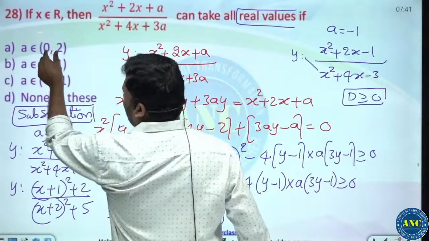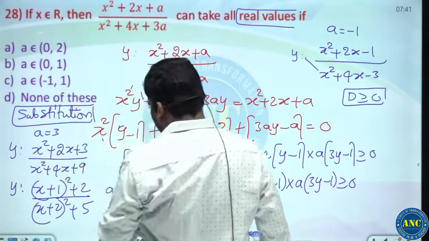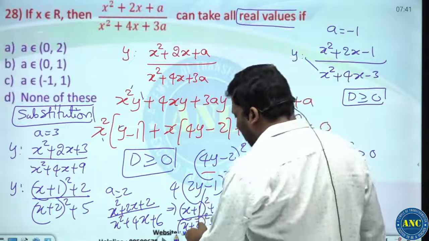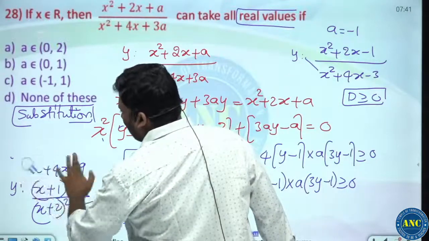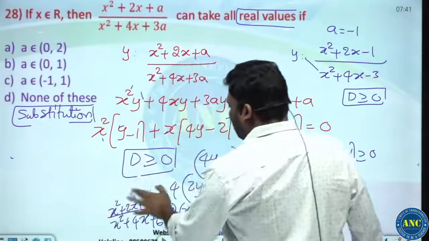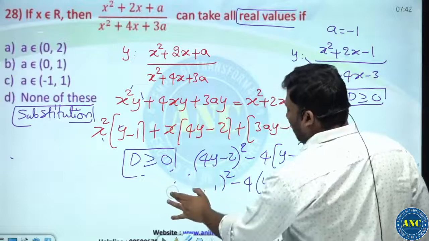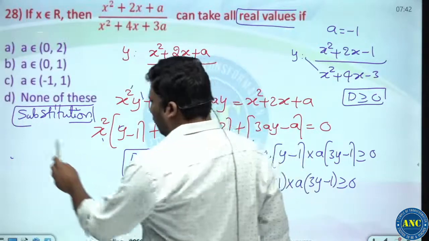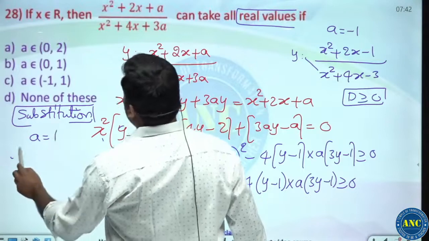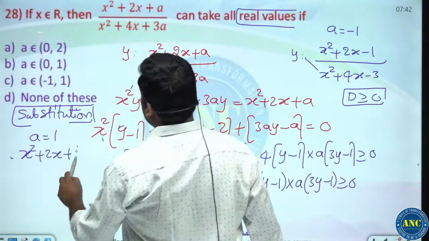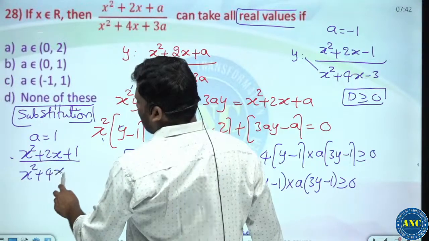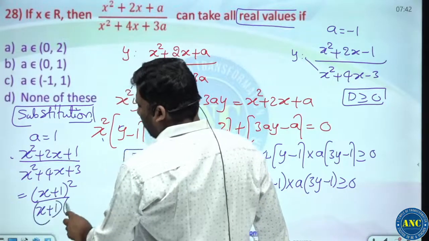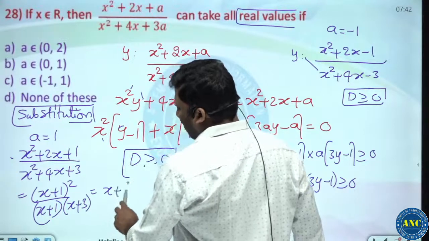I substituted a equivalent to 3. A equivalent to 3 or probably a equivalent to 1 is the right way to solve it. If I substitute a equivalent to 3, you are getting a real value. You are doing a counter approach. Let us take a value which is between that range. So if it is imaginary, then that could be the answer. You can substitute a equivalent to 1. If I substitute a equivalent to 1, this will become x square plus 2x plus 1 divided by x square plus 4x plus 3. So this is x plus 1 whole square divided by x plus 1 into x plus 3. So it is x plus 1 by x plus 3.